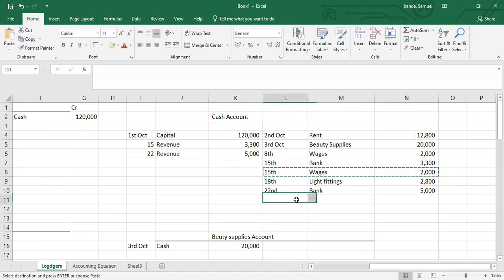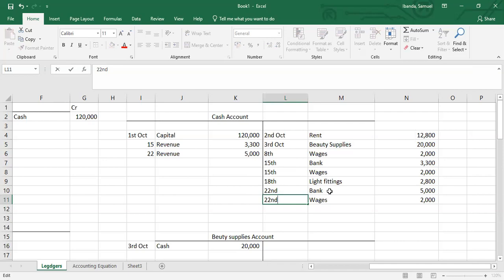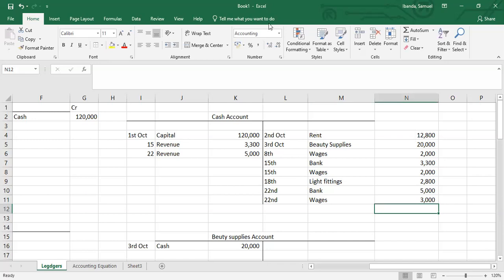Go to your cash book. Just try to pick this. This is 22nd. Wages on 22nd, and these wages were 3,000.